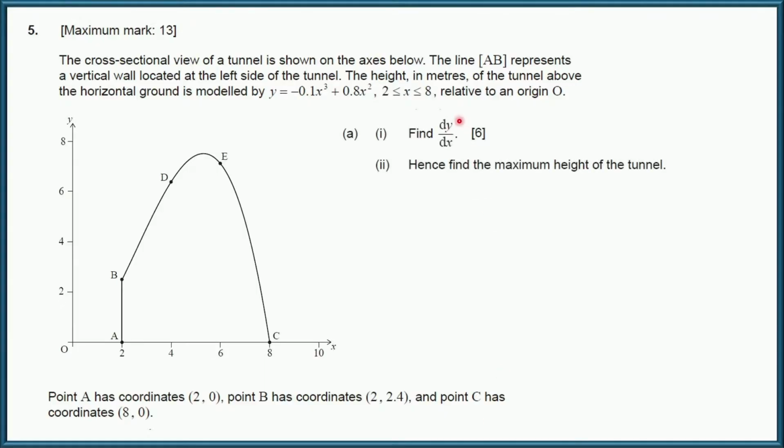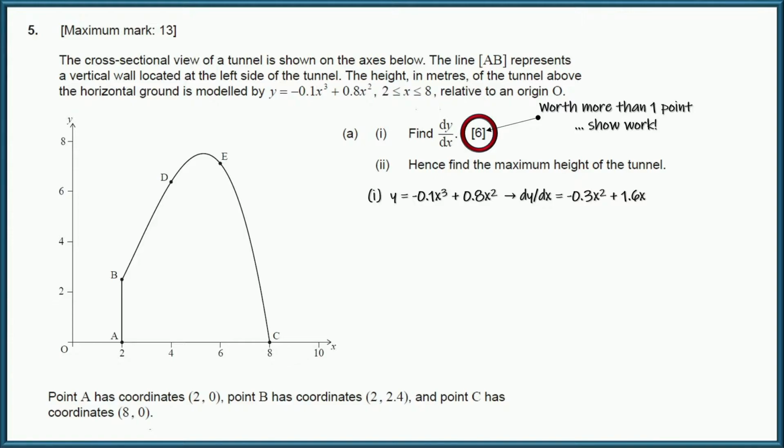Question A: find the derivative dy/dx and then find the maximum height of the tunnel. This is worth 6 points, that's a ton of points, so let's go ahead and get every single one of them. Here's our function. We take its derivative using the power rule, so we multiply by 3. Negative 0.01 times 3 is negative 0.03, and then subtract 1 from the exponent to give us 2. Then 0.8 times 2 is 1.6, and subtracting 1 from the exponent gives 1. Just the power rule, no big deal at all.